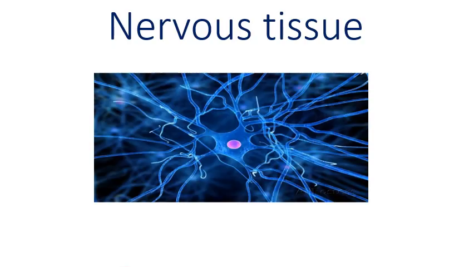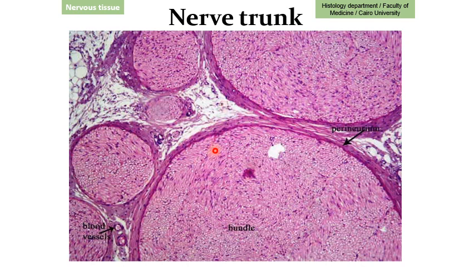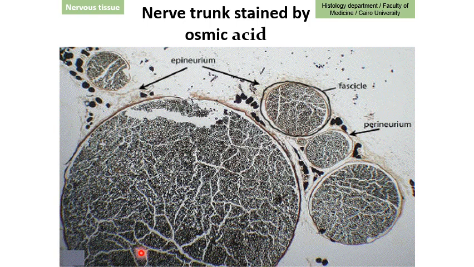About the nervous tissue, we have a nerve trunk stained with hematoxylin and eosin. This is the bundle, and this is another bundle. Between the bundles there is perineurium, axon surrounded with unstained myelin and Schwann cell. To demonstrate the myelin, you should stain it with osmic acid, appears as black ring. This is bundle, another bundle. The rings are the myelin sheath, stained by osmic acid. You should say the stain.